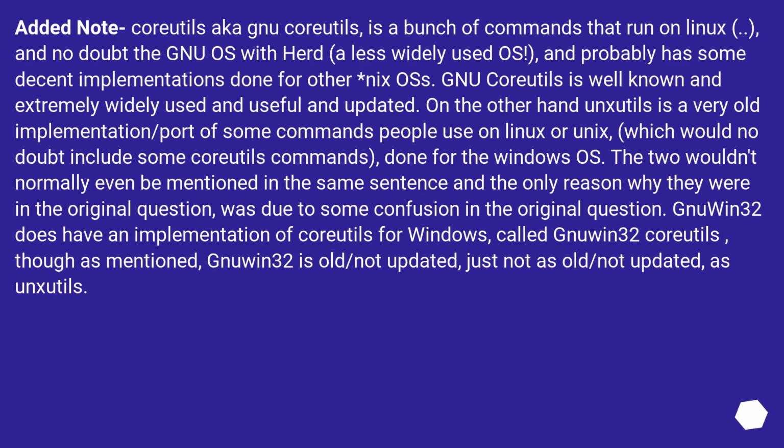Added: GNU coreutils, aka new coreutils, is a bunch of commands that run on Linux, and no doubt the GNU OS with Hurd, a less widely used OS, and probably has some decent implementations done for other Nix OS. GNU coreutils is well known and extremely widely used and useful and updated. On the other hand, UnxUtils is a very old implementation / port of some commands people use on Linux or Unix, which would no doubt include some coreutils commands, done for the Windows OS. The two wouldn't normally even be mentioned in the same sentence, and the only reason why they were in the original question was due to some confusion in the original question.